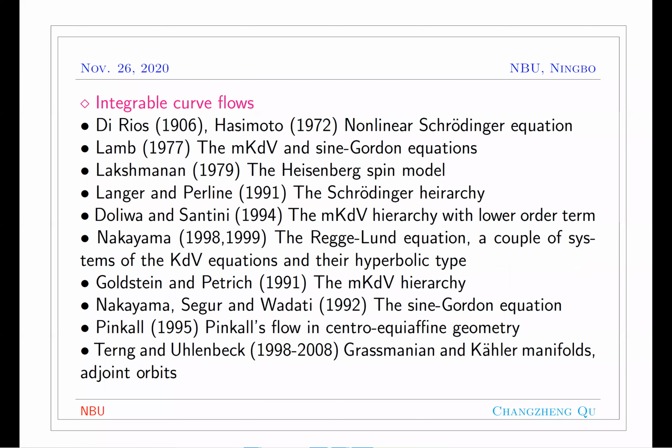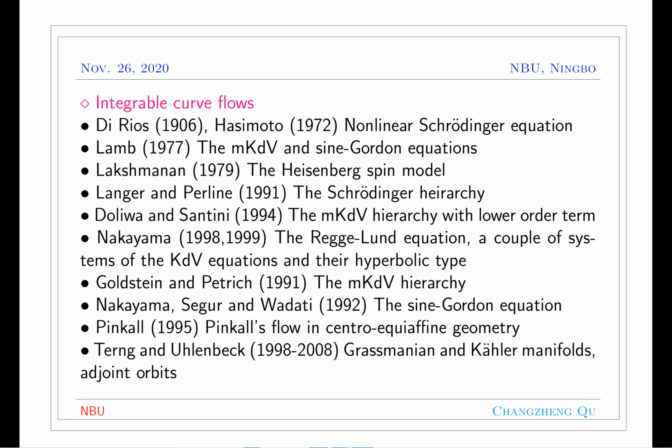About the integrable curve flows, there have been many results. Sorry, I cannot include all the references here. The pioneering work is due to Da Rios and Hasimoto. They obtained the nonlinear Schrödinger equation from the space curve flows in Euclidean geometries.